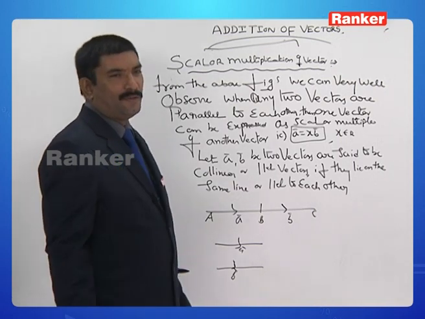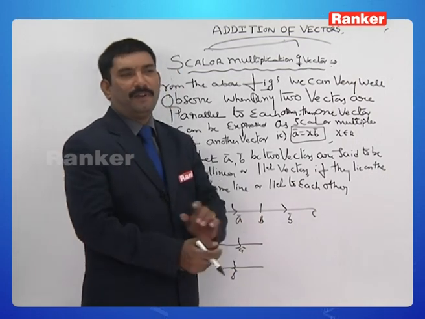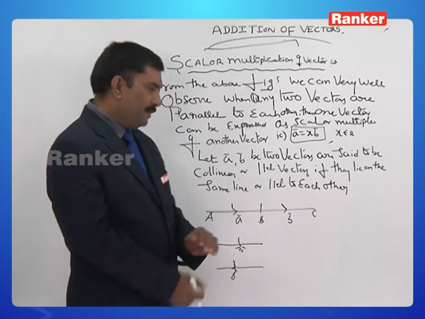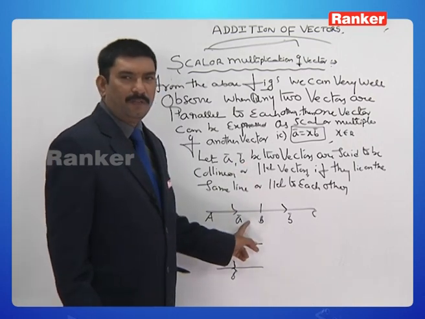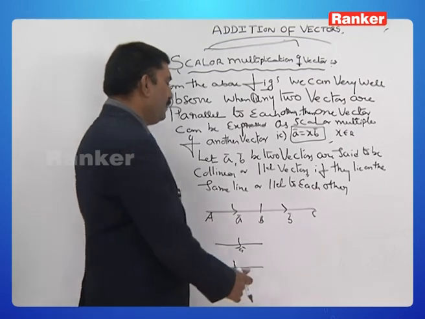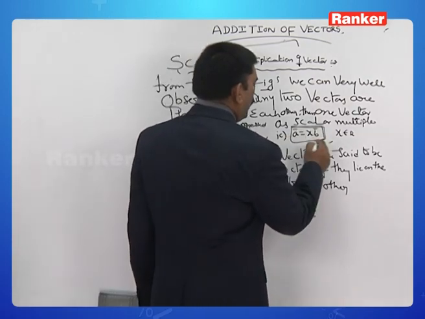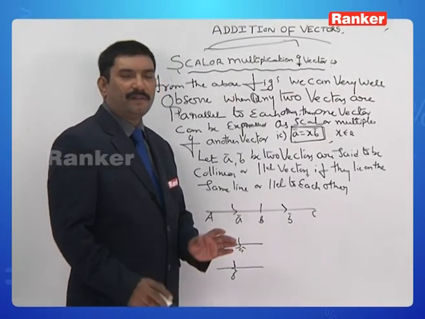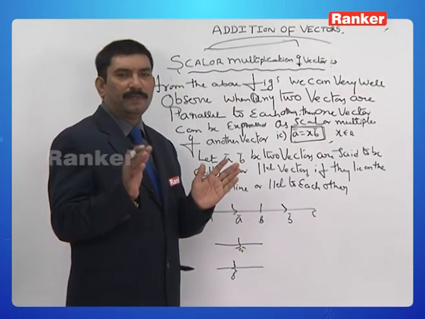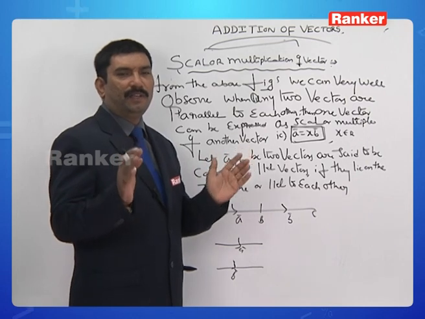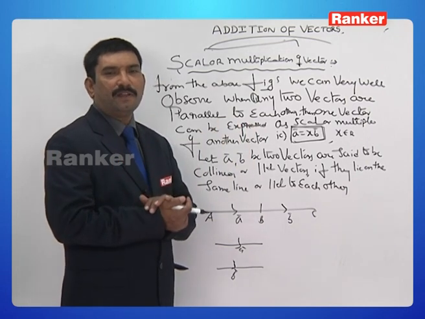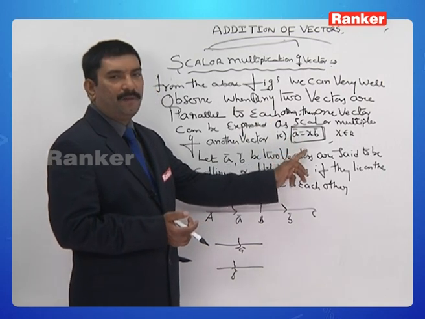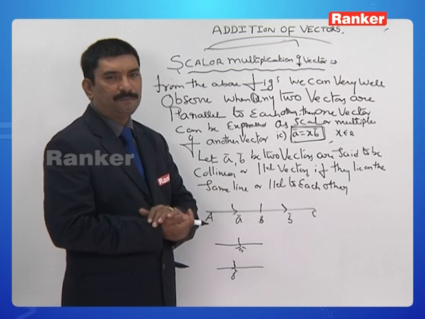Now look here, as I told, a bar and b bar are two parallel vectors. The relation between them is that when any two vectors are said to be either collinear or parallel, the common condition is that one vector can be expressed as a scalar multiple of another vector. Remember, my dear students, hereafter this is the condition.